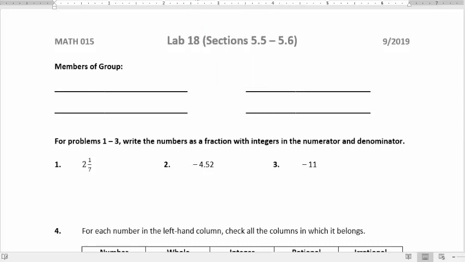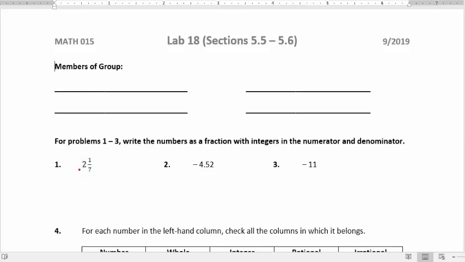So first thing is number 1, 2 to 3, they want you to basically write these numbers as fractions with integers in the numerator and denominator. And the reason that you would do that is once you've done that, you're basically showing that they are rational numbers. So like the first one is obvious. It's really just turning a mixed number into an improper fraction.